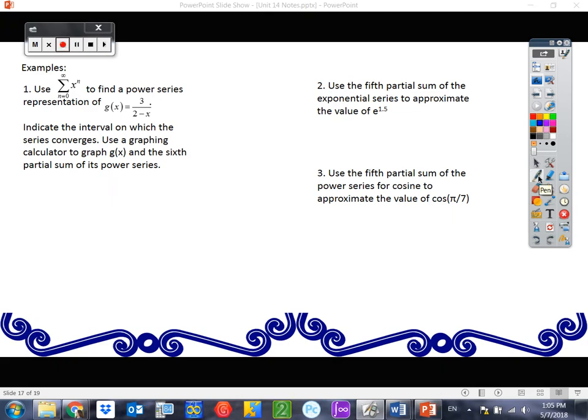So we're going to use that series. Let's go ahead and write it up here. We're using this series right here. And so that means 1 over 1 minus x is equal to this summation. And this is our interval of convergence, all x less than 1. Okay, that's what we're going to be using.